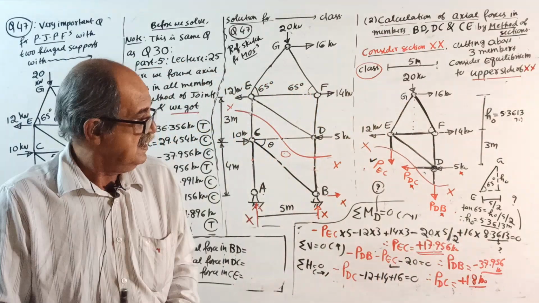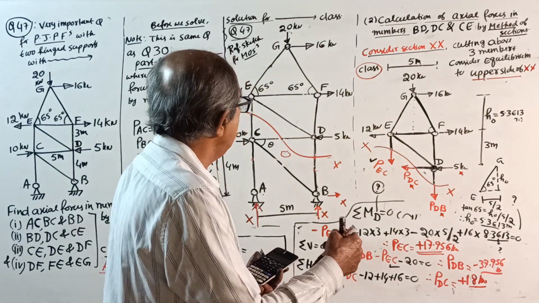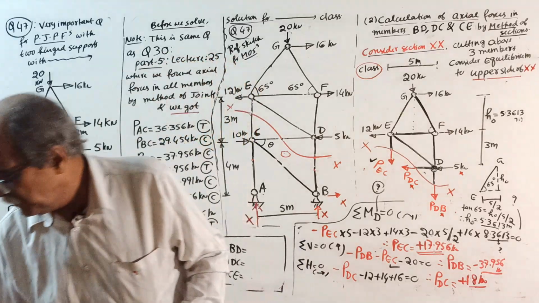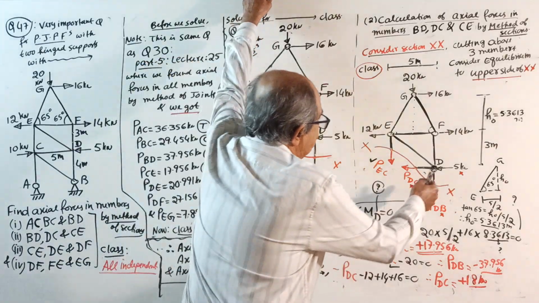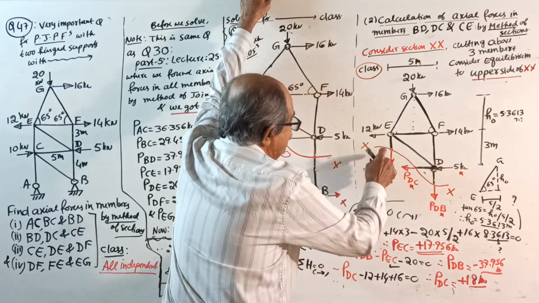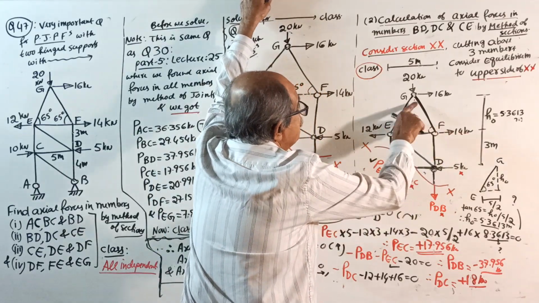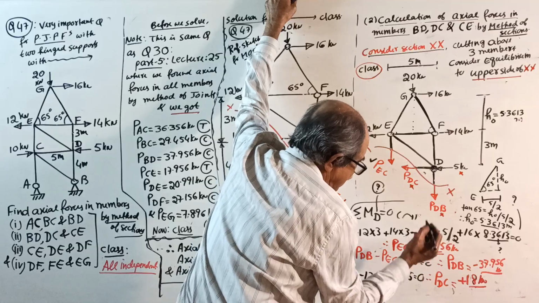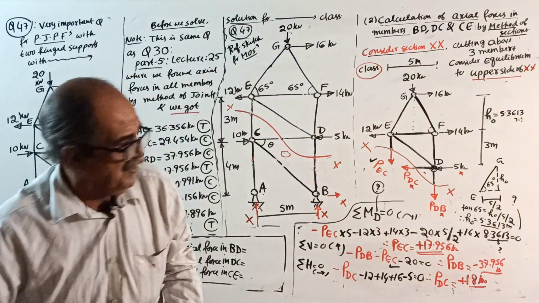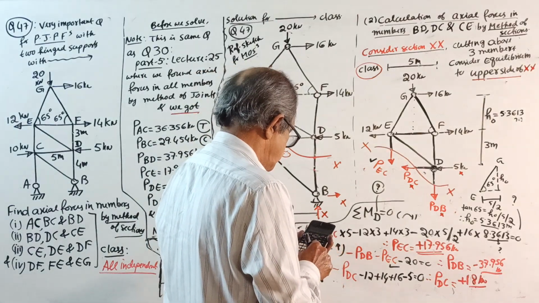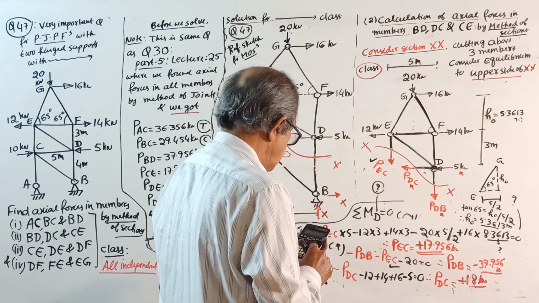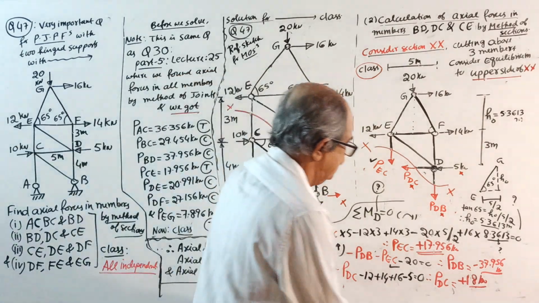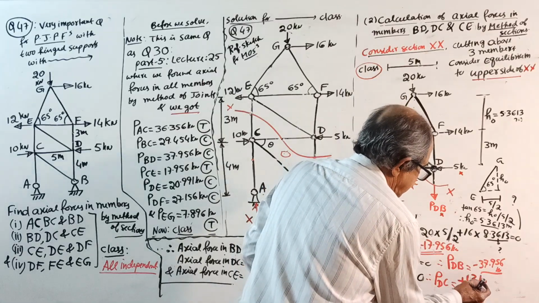Now, the correct answer is minus PDC, minus 12, plus 14, plus 16. Oh, see, wrong. Sometimes, silly mistake. Minus PDC, minus 12, plus 14, plus 16, minus 5 is there. See, one I forgot. This is not a technical mistake, this is an observation mistake. Now it comes minus 12, plus 14, plus 16, minus 5, which is 13. It is coming plus 13 kilonewton. I forgot right there.